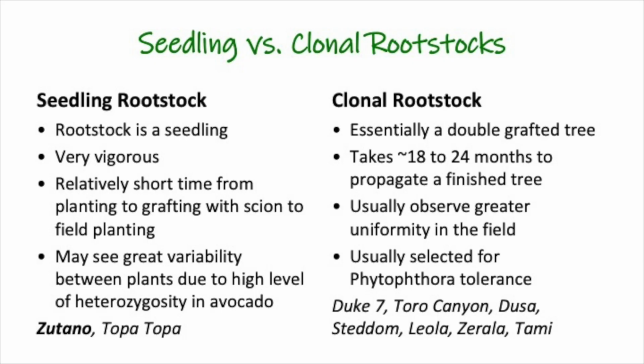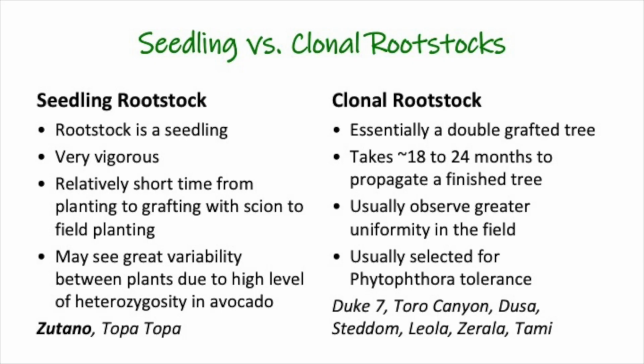Okay. Now, a very common and very good seedling rootstock is Zutano seed. Trees on Zutano seedling rootstock tend to be cold hardy. They tend to be able to tolerate heavy, wet soils better than a lot of other rootstocks. And the trees are very vigorous and come into production relatively soon.